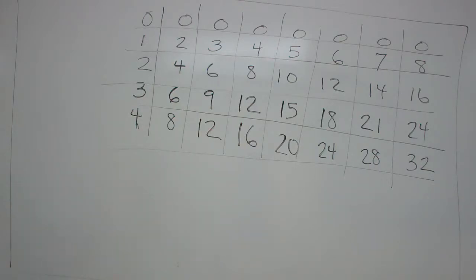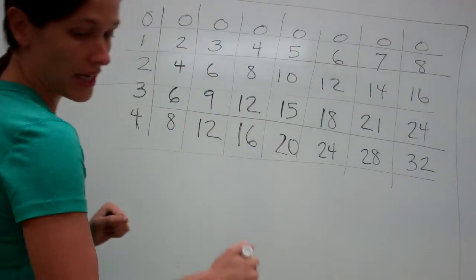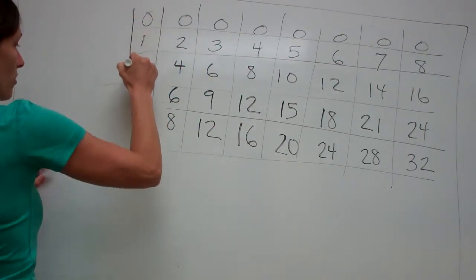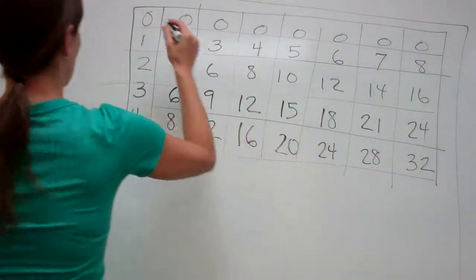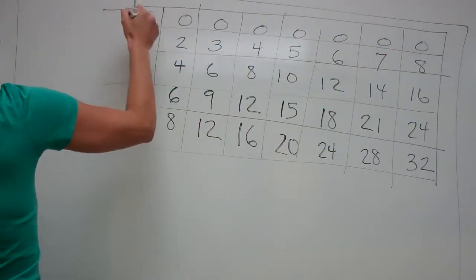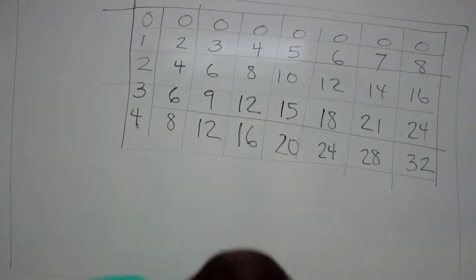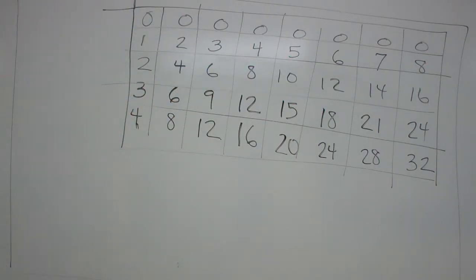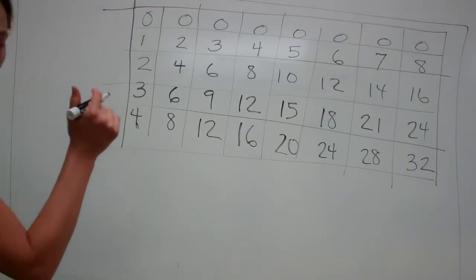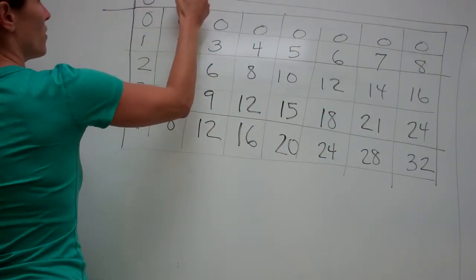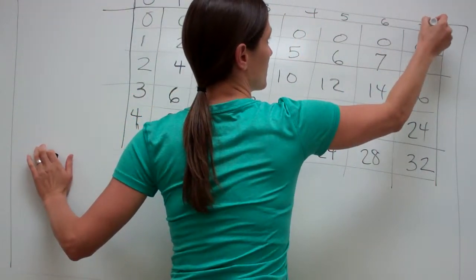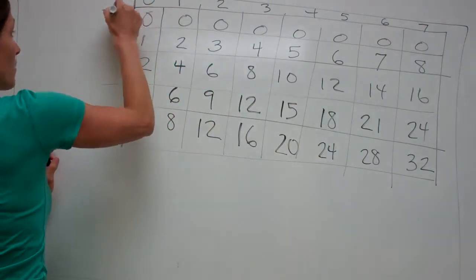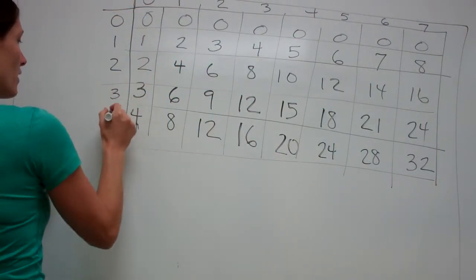Okay, now what I want you to do is, let me draw this. If you want to, you can, and they're actually going to show you in just a minute. So, okay, watch what I'm going to do. I'm going to have a 0, a 1, 2, 3, 4, 5, 6, 7. 0, 1, 2, 3, 4.